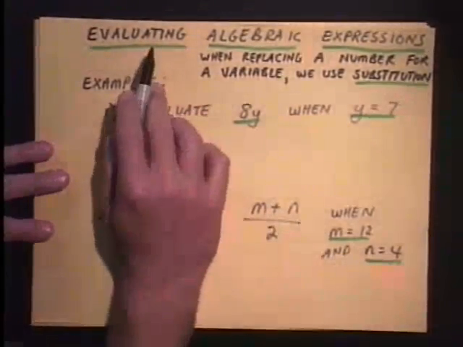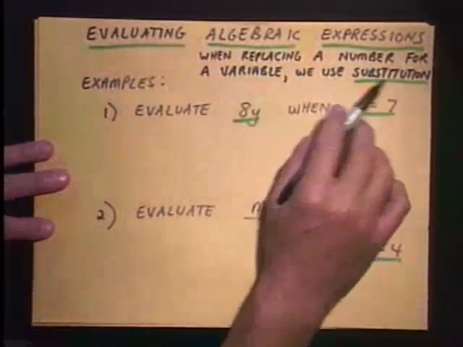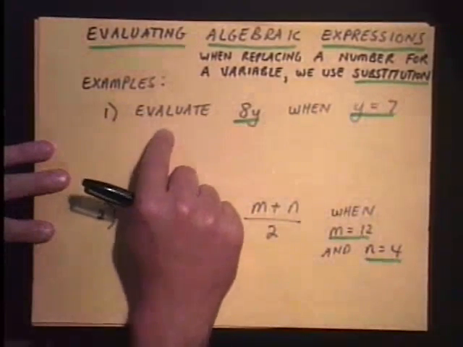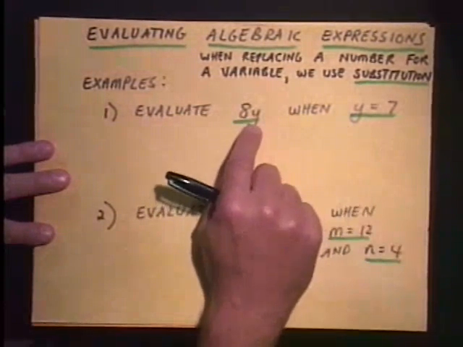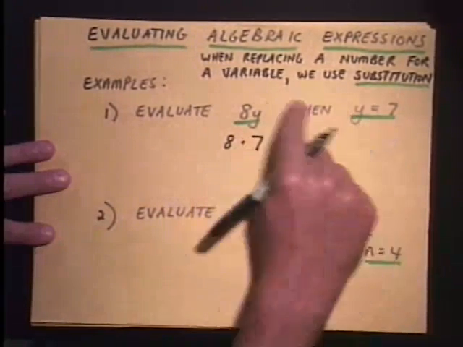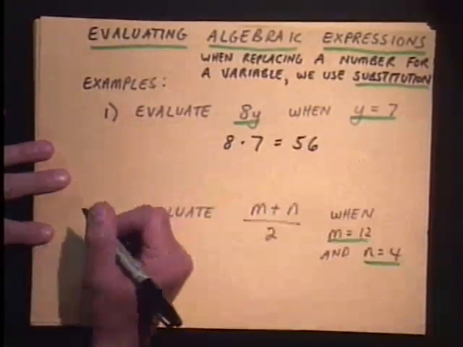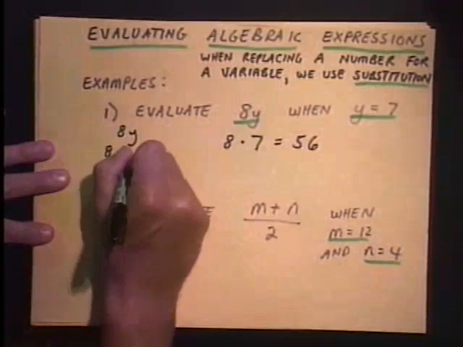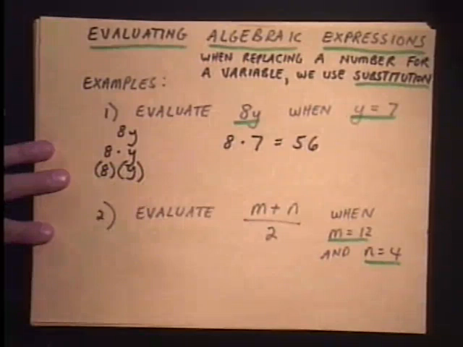So first thing we want to talk about is evaluating algebraic expressions. When replacing a number for a variable, we use what's called substitution. So, some examples here. It says evaluate 8y when y equals 7. What does 8y mean? Well, it means take 8 and multiply it by that number y we're substituting in here. So really all this is saying is 8 times 7 is 56. Now remember, this 8y could have also been written 8 times y with the dot. It could have been written with parentheses. It just depends on the textbook and the problem.